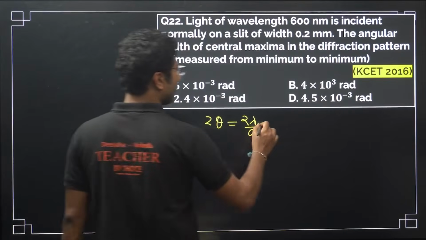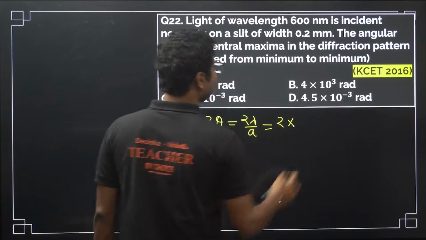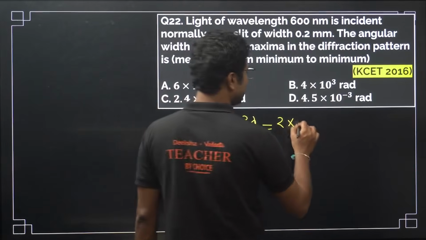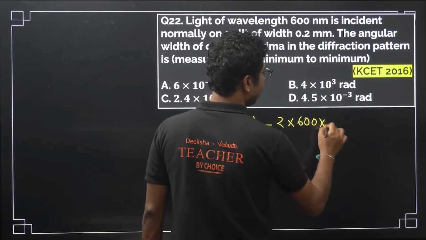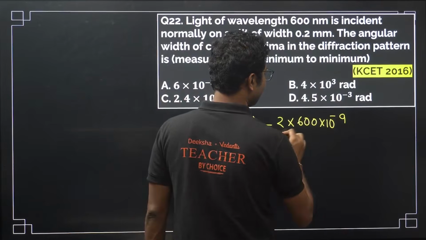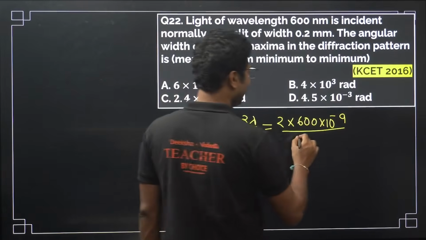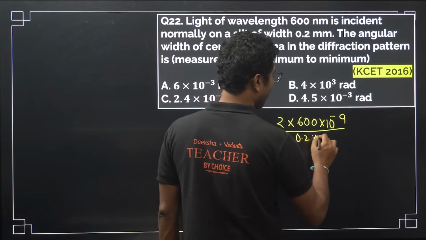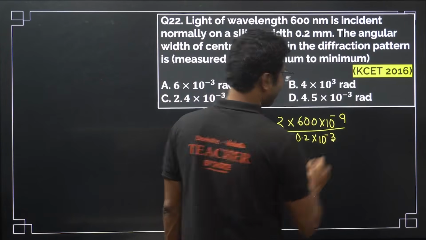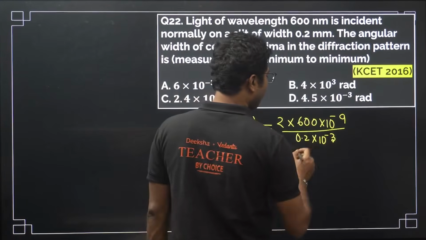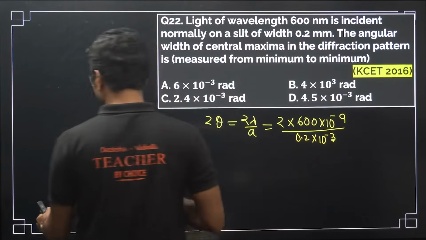So what is the total angular width? 2 into what is the wavelength given? The wavelength is 600 nanometers, so 600 into 10 to the power of minus 9. What is the slit width? The slit width is 0.2 millimeter, so 0.2 into 10 to the power of minus 3.